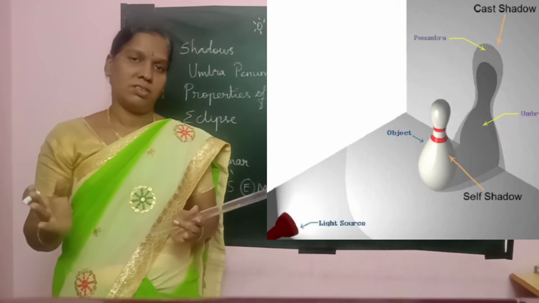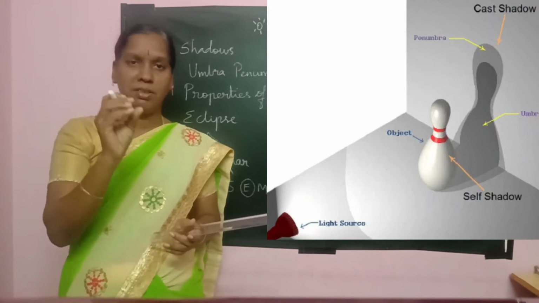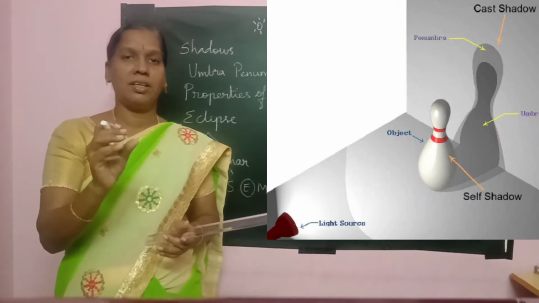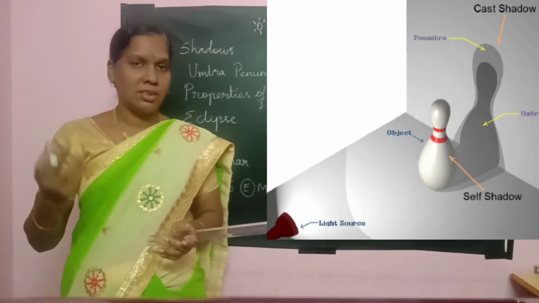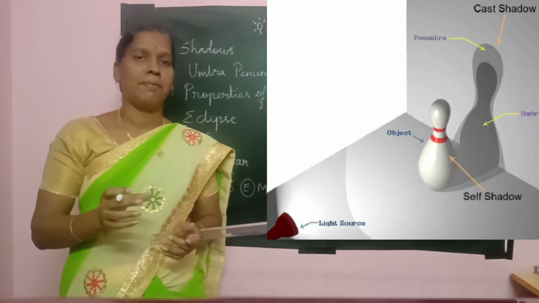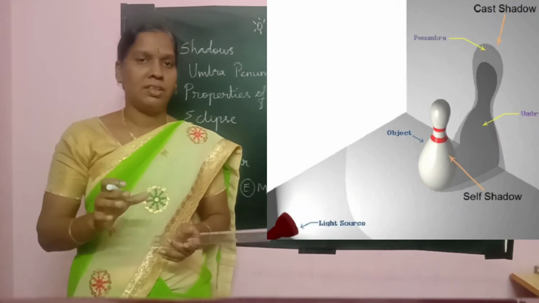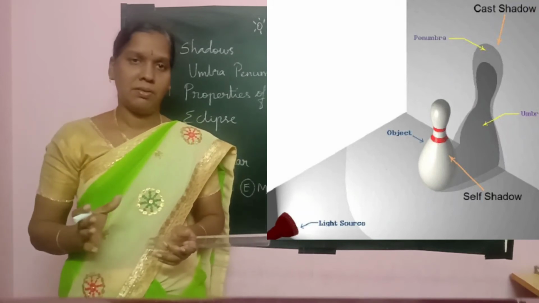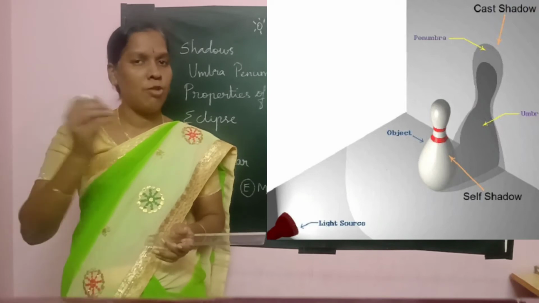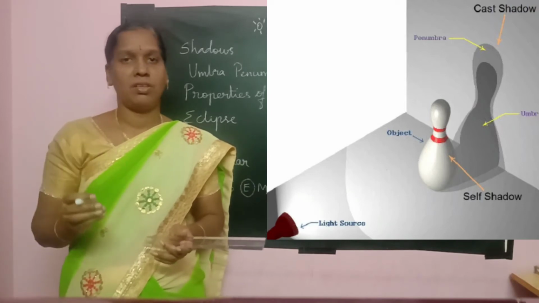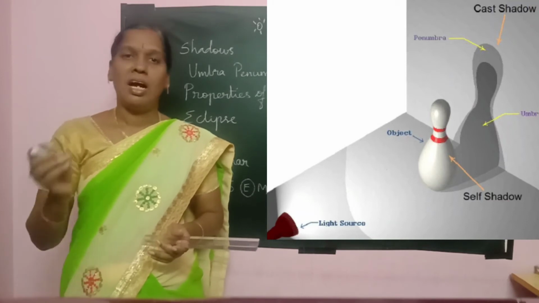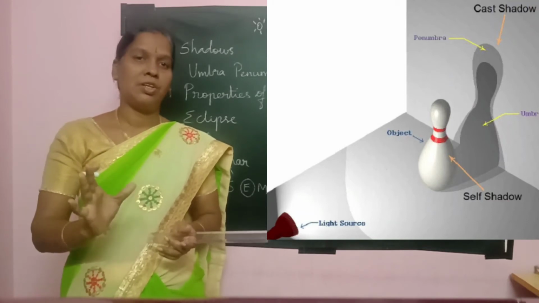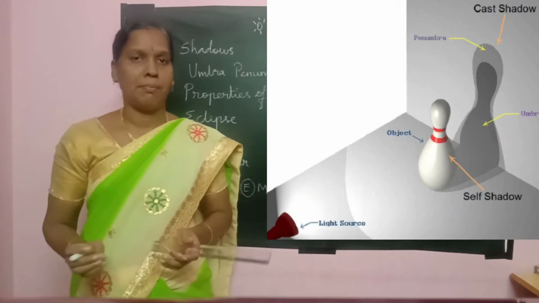to be broad. So a dark spot, that is umbra, will appear, and an illuminated dark shadow will be formed around the umbra. That is said to be penumbra. So the penumbra always encloses the umbra. The darkest shadow is said to be umbra, and the lightest shadow is said to be penumbra.